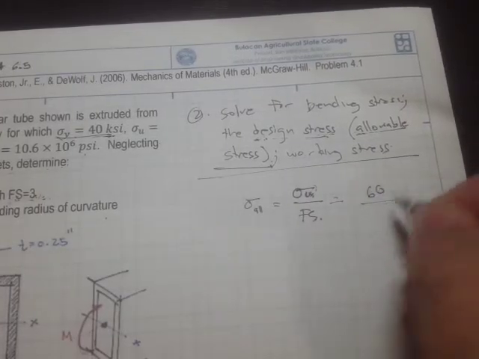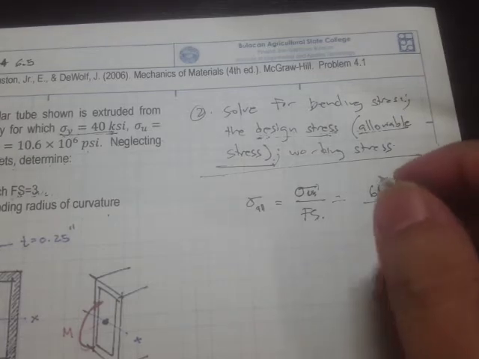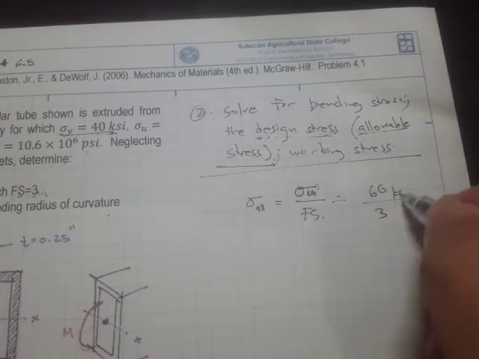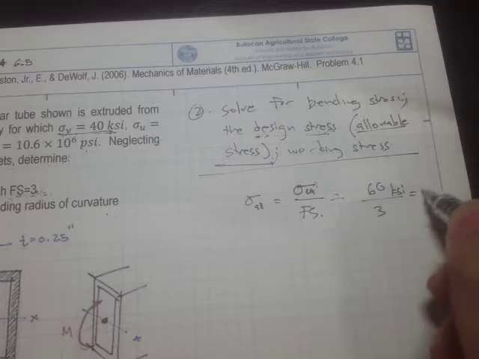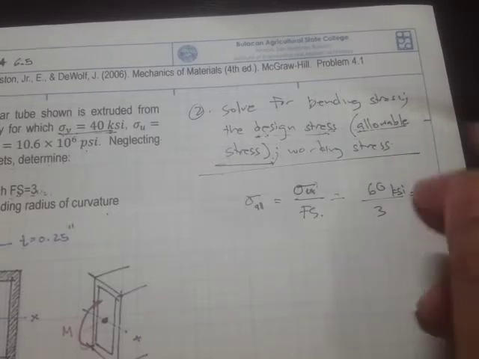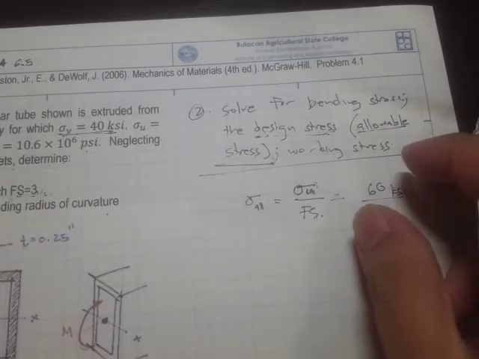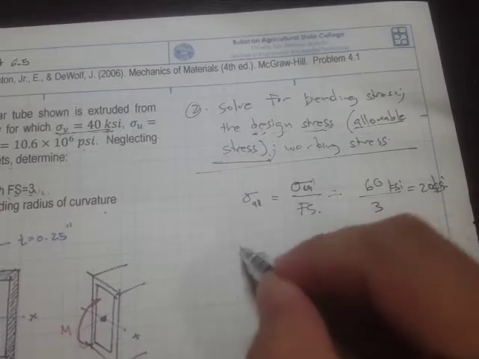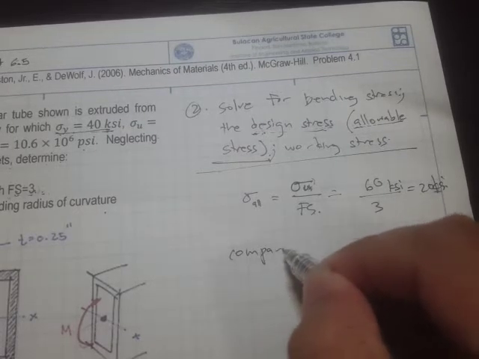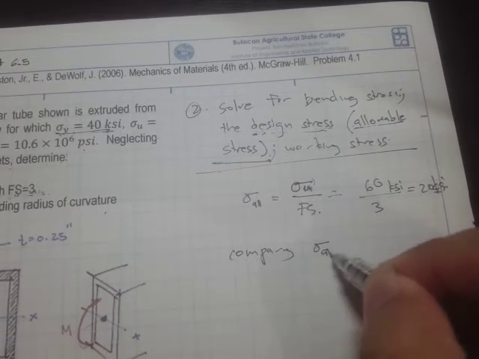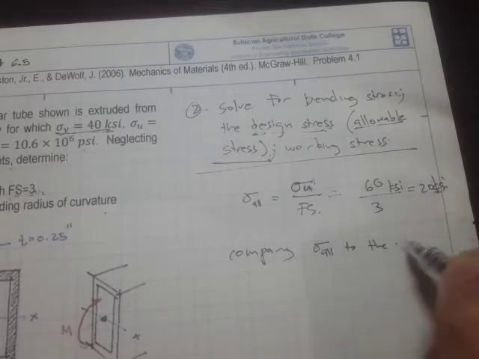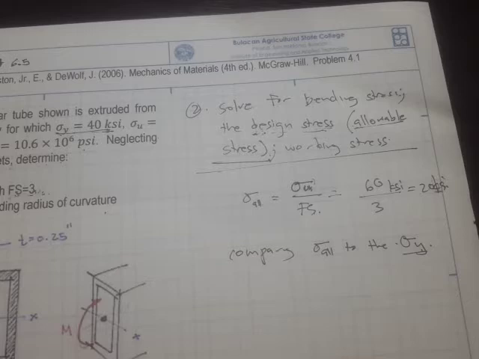Okay, so let's do that. This is 60 divided by the factor of safety of 3. So our value right here is 20 ksi. Okay, so if we are comparing sigma allowable to the sigma yield, actually this is the yield strength.